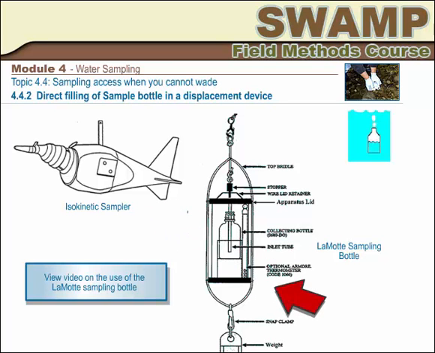Air displacement devices such as the Lamotte sampling bottle are used to collect samples for the Winkler titration of dissolved oxygen without contact with air. Click on the button to view a video on how the Lamotte sampling bottle can be deployed with a pole from the bank to collect water at a discrete depth.